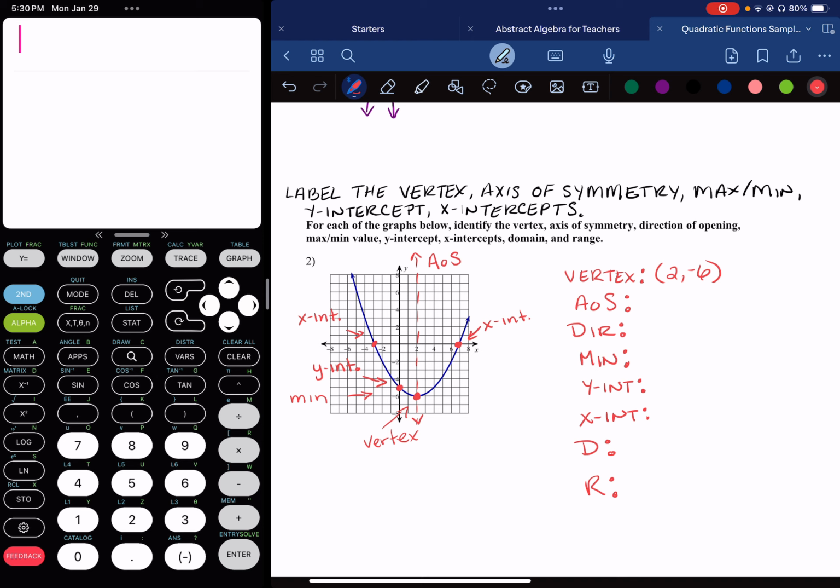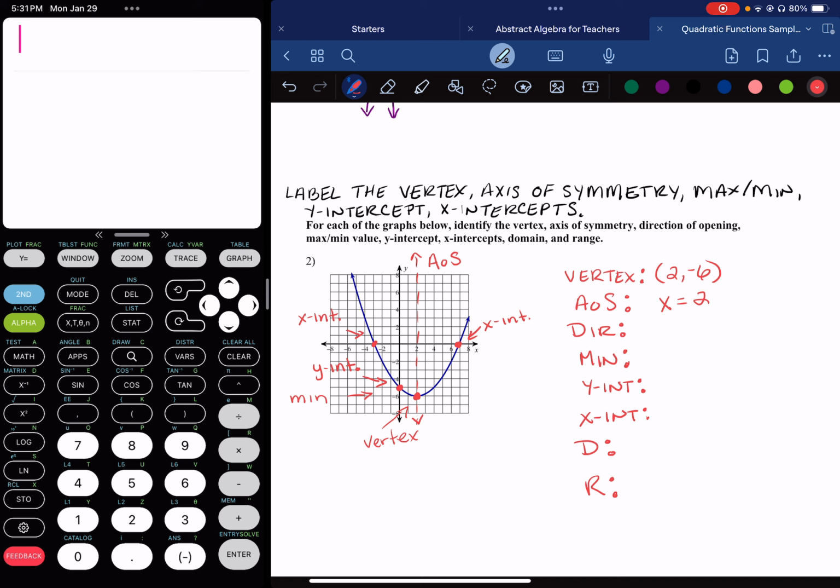Axis of symmetry. Again, axis of symmetry is a vertical line. So vertical lines always start as x equals something. And it's going to be the x value where that line goes through. And since this goes through the vertex, it's going to have the same value as the x value in the vertex. It goes through x equals 2. I am specifically looking for you to say x equals something. If you just write 2, you will not get full credit. This is an equation of a line, not a value. So you must write x equals 2.